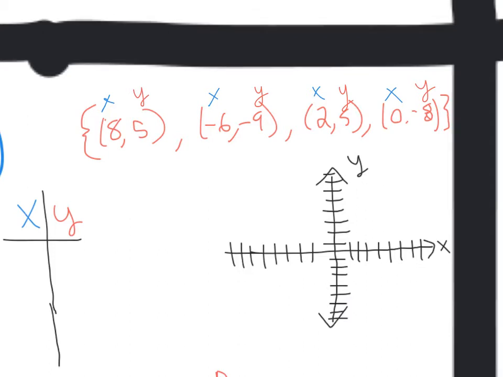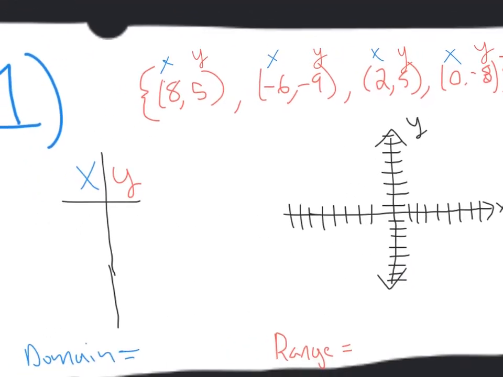So let's go ahead and fill out our table. I've got 8, negative 6, 2, and 0 for all of my x's. When my x was 8, my y is 5. When my x is negative 6, my y is negative 9. When my x is 2, my y is 5. And then when my x is 0, my y is negative 8.